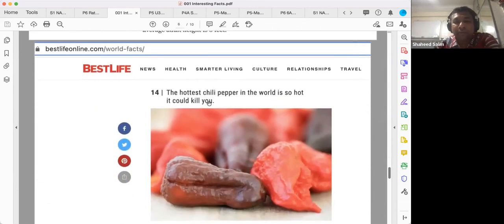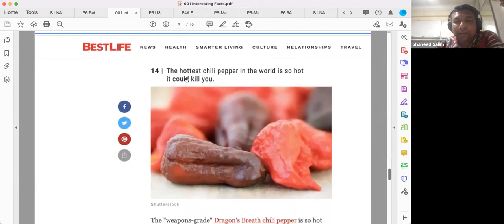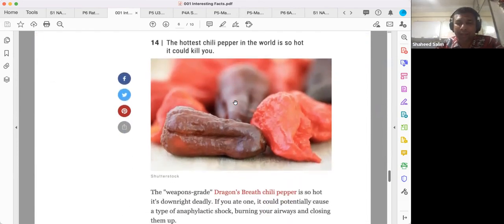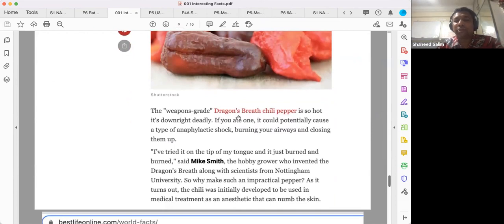This one now. You know pepper. This pepper is specially made like in a lab lah. Not lab lah. They combine certain whatever and form this very, very pedas chili. And they say it can kill you. So what's the name of it? It's called dragon's breath chili pepper. It's so hot, it's deadly. If you ate one, if it could, not saying it will, it could cause you a certain shock. It will burn your airways and then close them up, and then you might even die.